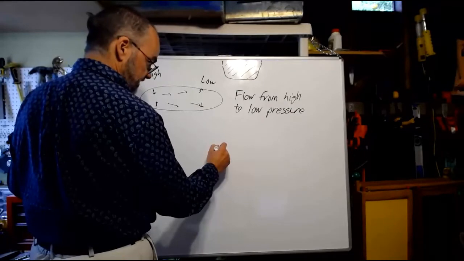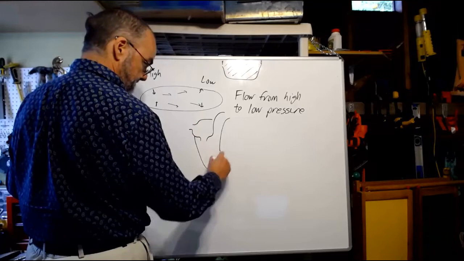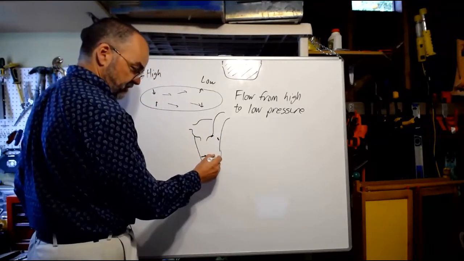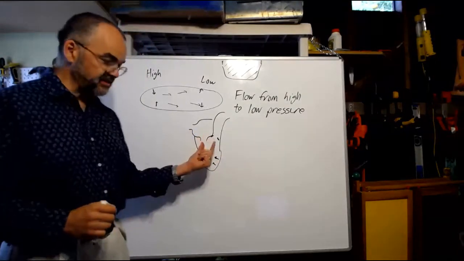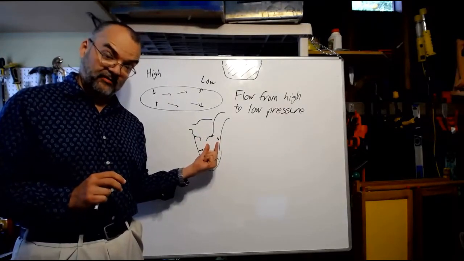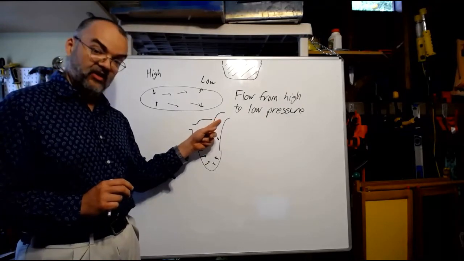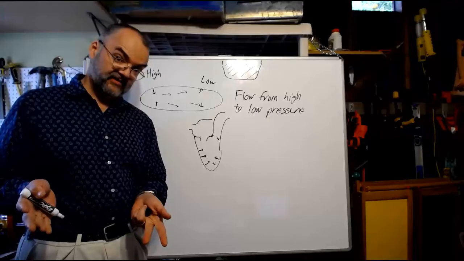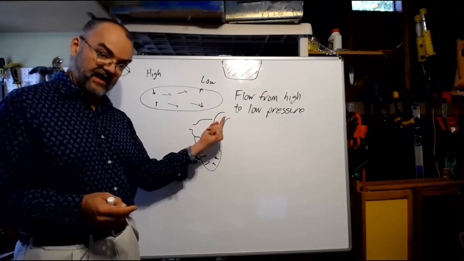Let's just take a look at one side of the heart here. If I apply pressure here in the ventricle, so if the walls of the ventricle push in, that makes the ventricular pressure go up. If the pressure in the ventricles is higher than the pressure here in the arteries, then which way is the blood going to go? Well, if it flows from high to low, then the blood will go that way, outward.